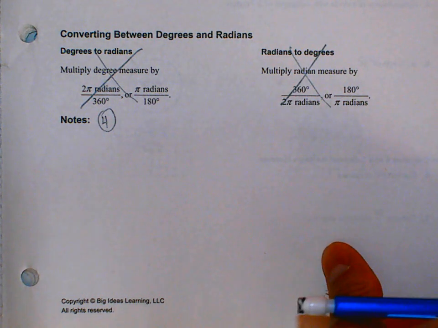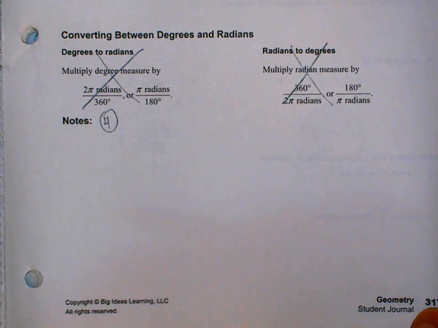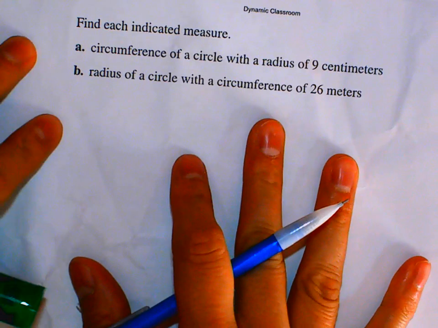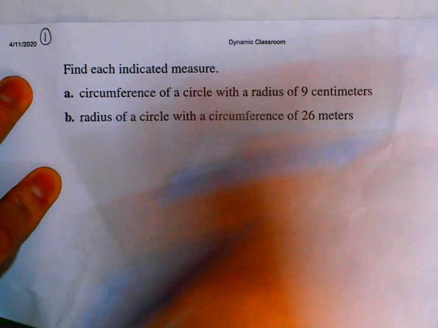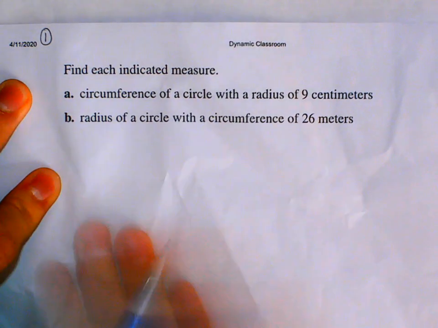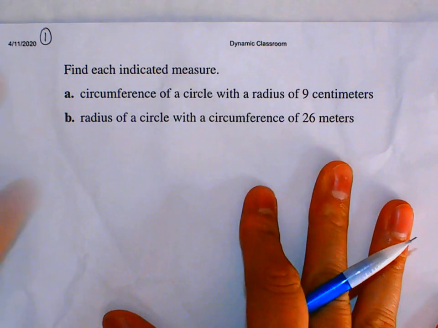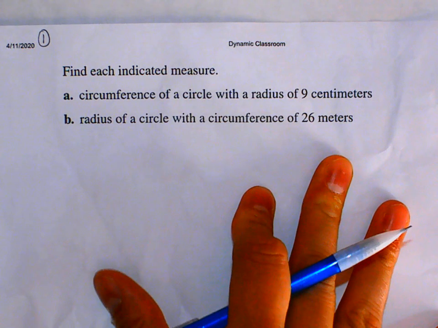All right, so let's go ahead and get started with the examples. Okay, here's number 1. And I apologize if my paper is a little wrinkly, but my children got to the paper before I did. So it's a little wrinkly, but it's still good.